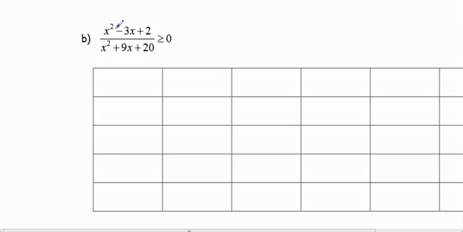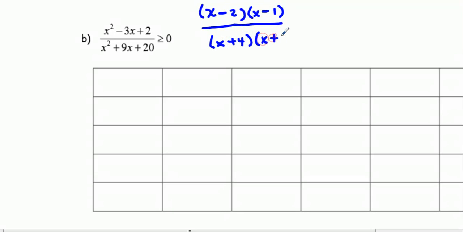Okay, so I'm back. I'm going to factor the top and the bottom so I can get my restrictions. So this is going to be x minus 2 times x minus 1 over x plus 4 times x plus 5 is greater than or equal to 0. So I can come up with my restrictions. x cannot equal negative 4 and x cannot equal negative 5. You could have just listed them.